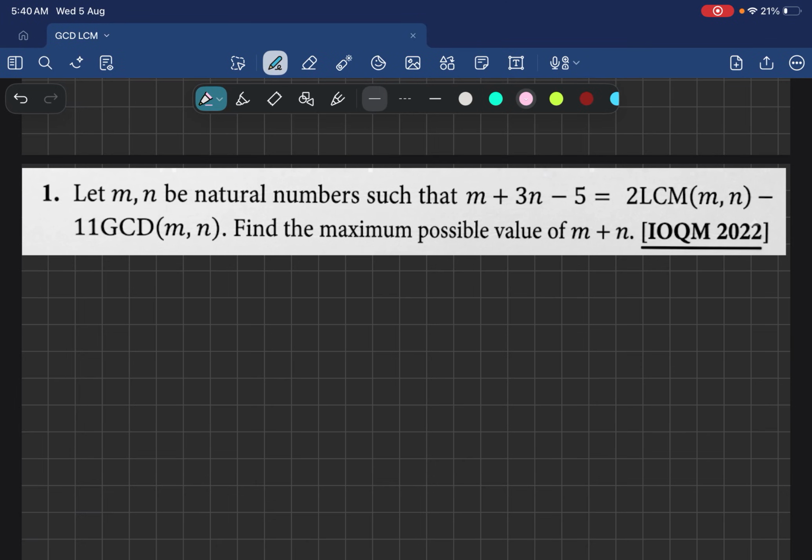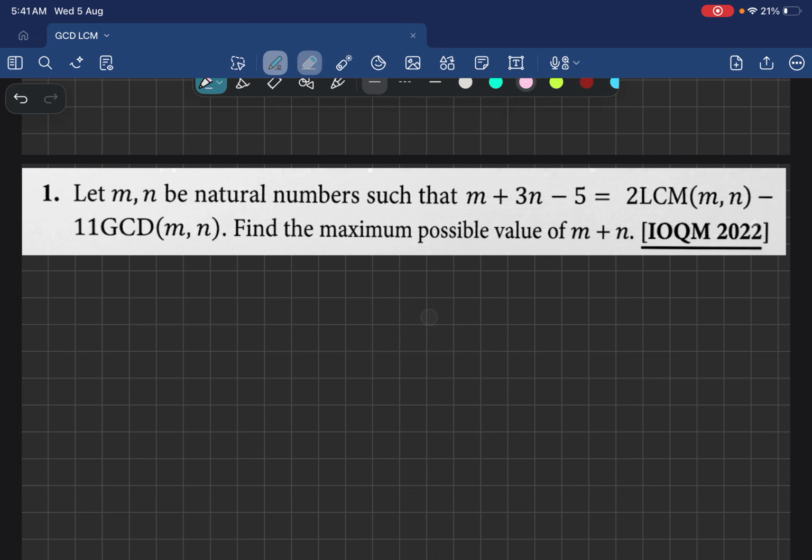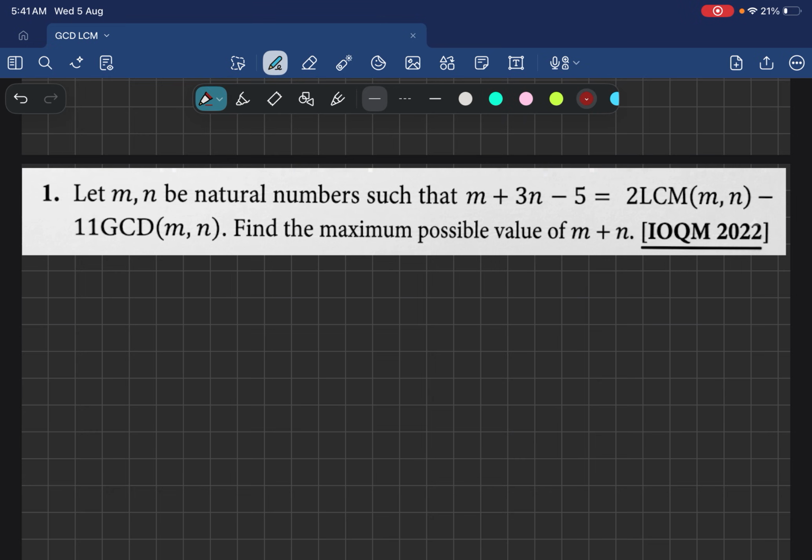Welcome back, guys. I think we have spent a lot of time on GCD, and this is the last problem that we'll do, and after that, we'll move on to prime numbers. We have even more topics remaining, so we have to be quick. So this is the last question on GCD.